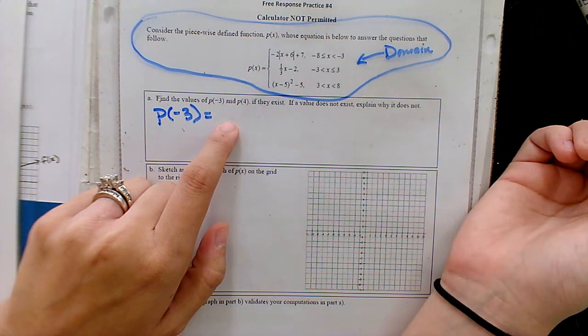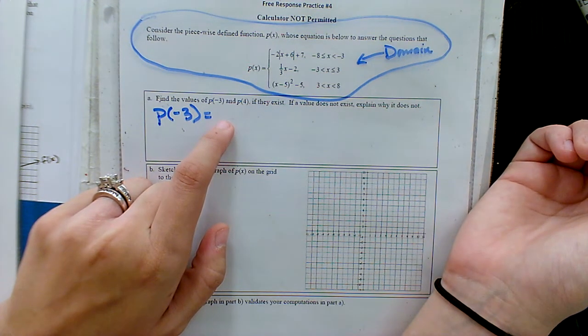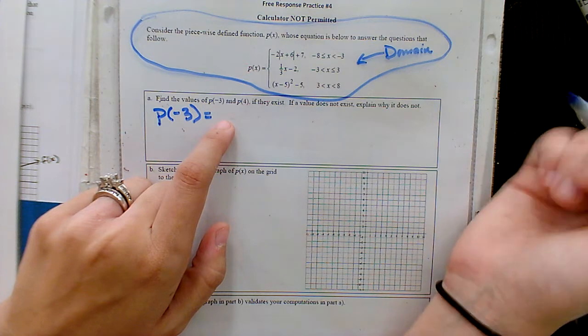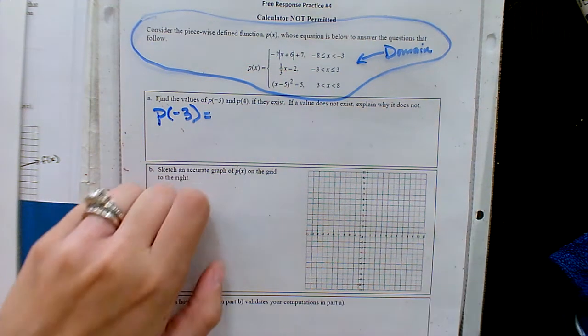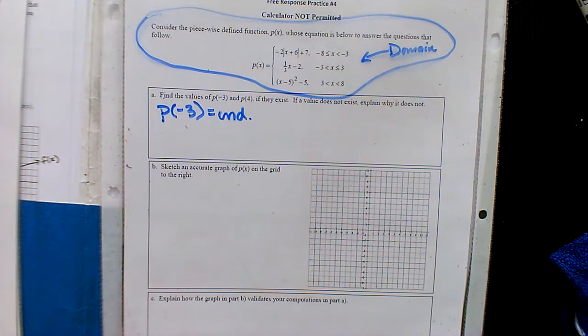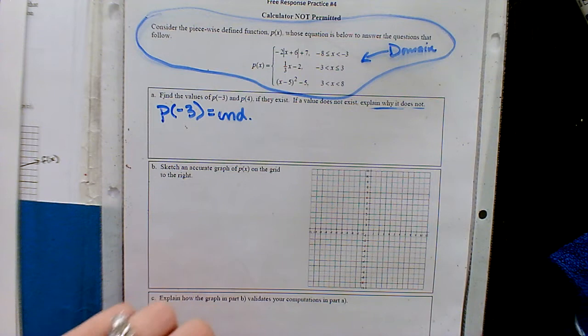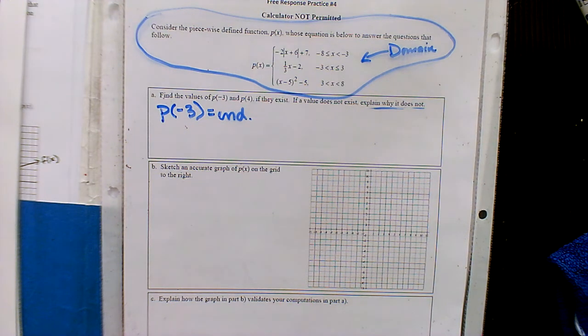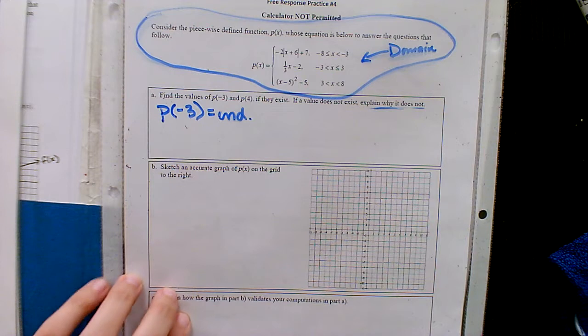If we can't plug it in. No solution, doesn't exist, undefined, one of those terms. Okay, maybe we'll just do undefined. Now, notice how the directions for part A also say if a value does not exist, explain why. This is when your justification might be a little different than your neighbor's, or someone around you. As long as you can explain why there's no value, that's what I'm looking for.